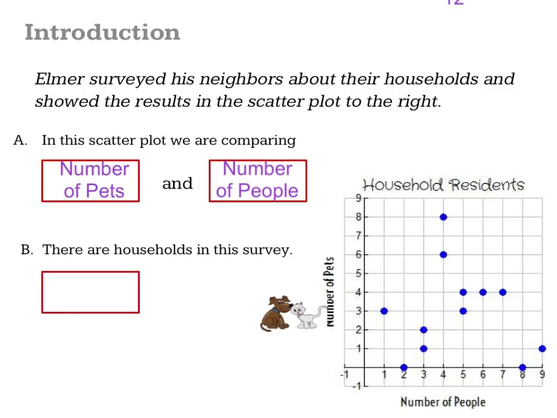Then it asks how many households were in this survey. The easiest way to figure out the number of things that were in a survey is to count the dots on our scatter plot. Now sometimes scatter plots have way too many dots, and that's not the case in this one. We're going to count the dots, and that will tell us the number of households in the survey because that's the number of observations. So if I count up all my blue dots, I end up with 12. So there are 12 households in this survey. Now let's go ahead and answer a little more complicated questions.